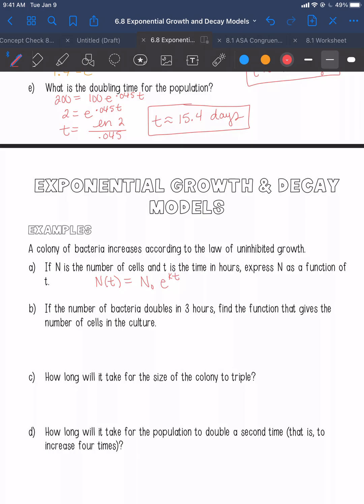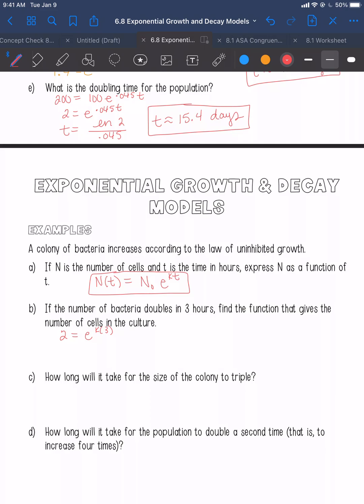Part B, if the number of bacteria doubles in 3 hours, find the function that gives the number of cells in the culture. Alright, so we're doubling in 3 hours. So, like we just talked about, we can set the left-hand side to be 2. The right-hand side, we could assume we're starting with 1. We don't really know what we're starting with. We just know it's double the initial amount. So we're going to go 2 equals e raised to the k times 3, because we know it doubled after 3 hours.